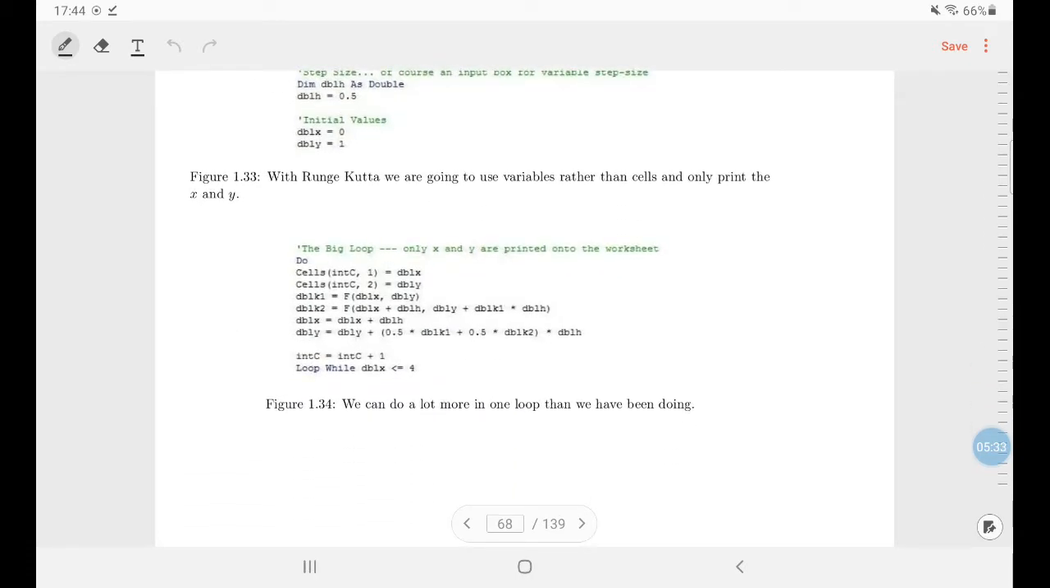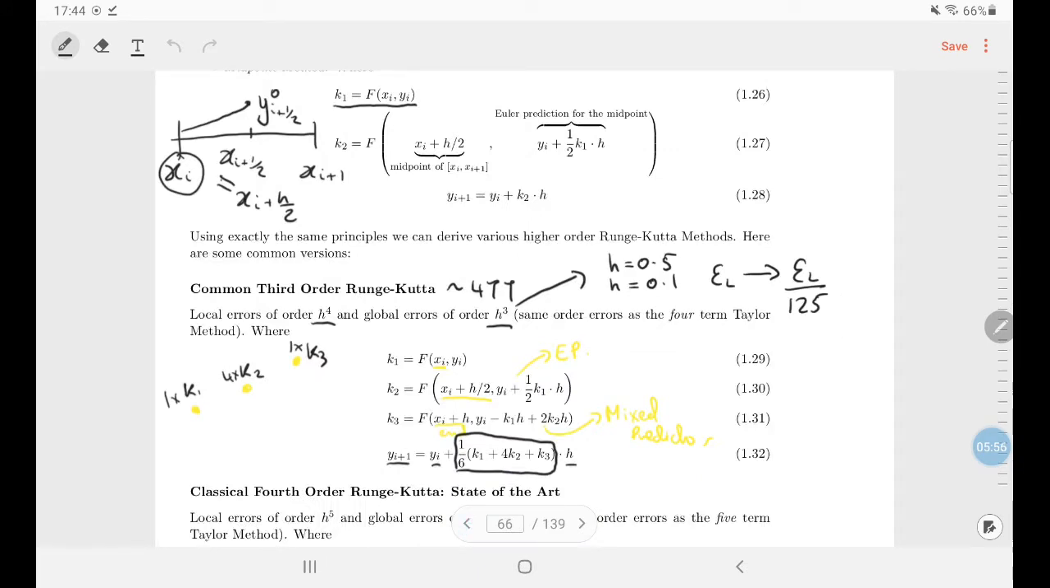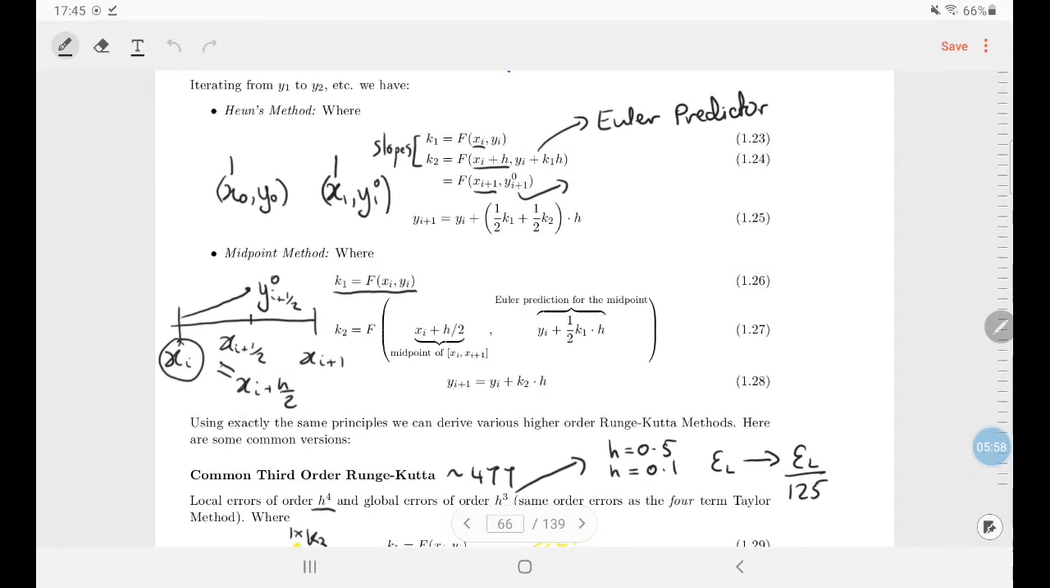Now it's important that the x is done after the k's. Now look at these formulas. We'll see these formulas in a moment. So this is f of x, y, and this is f of x plus h, y plus k1 times h. That's basically these formulas. Look, the k1 is f of x, y, and the k2 is f of x_i plus h, y plus k1 times h.